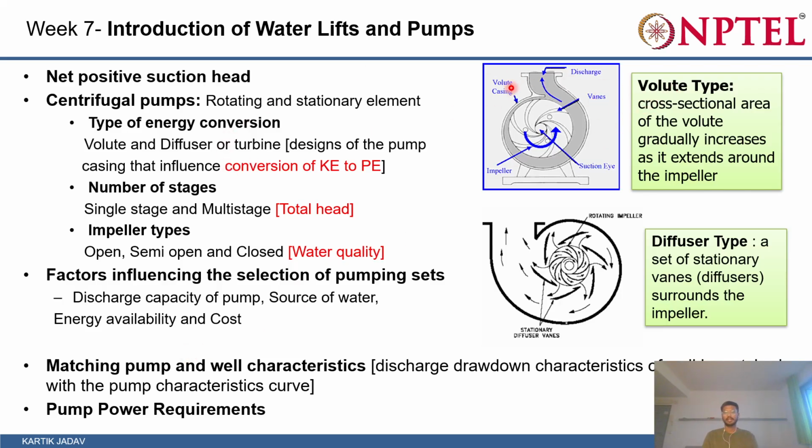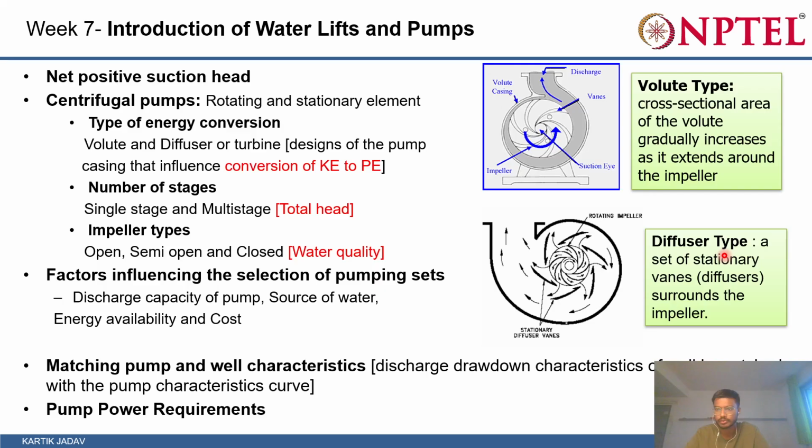And this is the general difference between volute type and diffuser type. So volute type, you can say its cross-sectional area of volute gradually increases and extends around the impeller. You can see this is the volute casing, right? This is the vane, then this impeller, then the cross-sectional area of volute that gradually increases. You can see this area increase gradually as it extends around the impeller.